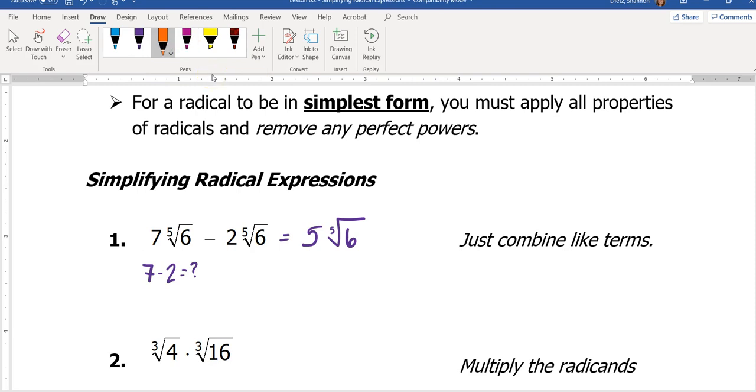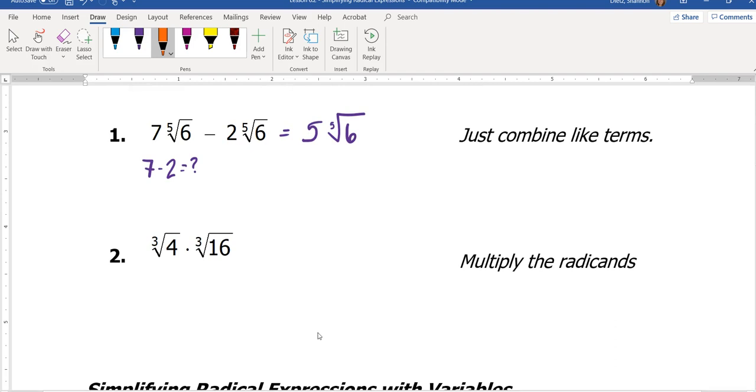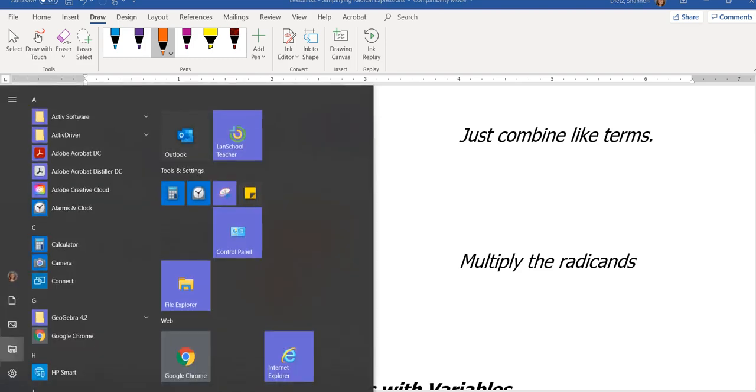The next example I see is dealing with multiplying radicands. So I see that we have the same number underneath. So what I can do is I'm going to rewrite that radicand once. So I have the third root, and I'm going to think about 4 times 16 underneath there. When I multiply those together, I do get 64. So the first thing I always want to try to do is see, could I go through, simplify this, and get a whole number?